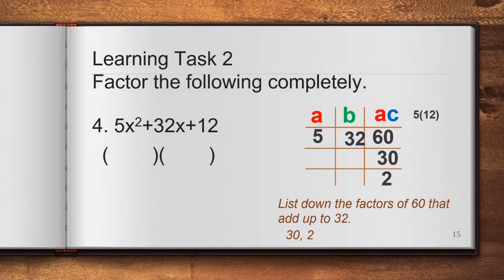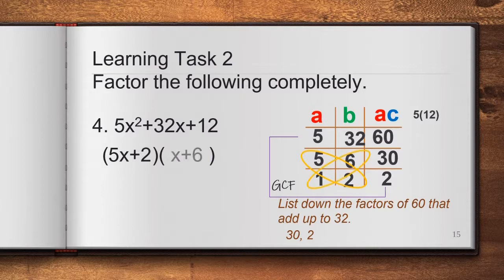So, yun yung nilagay natin sa bottom part ng AC. Then, anong GCF ng 5 and 2? Saan sila pwedeng i-divide? Sa 1. 5 divided by 1, that's 5. And then, 30 divided by 5, that is 6. 2 divided by 1, that's 2. So, the first pair is 5 and 2. The second pair is 1 and 6. Those are the factors of 5x squared plus 32x plus 12.